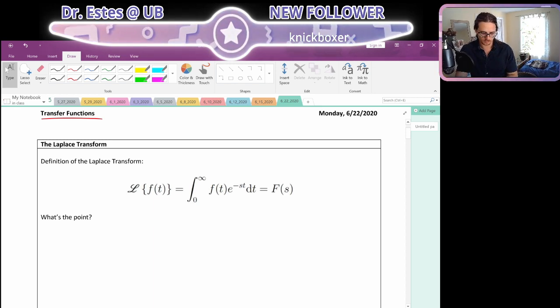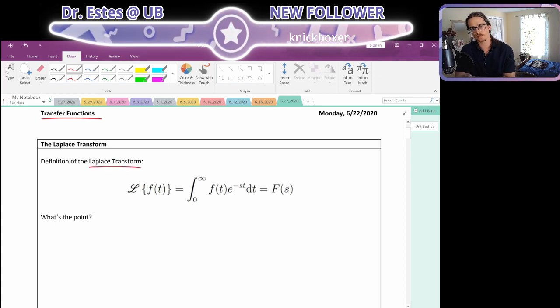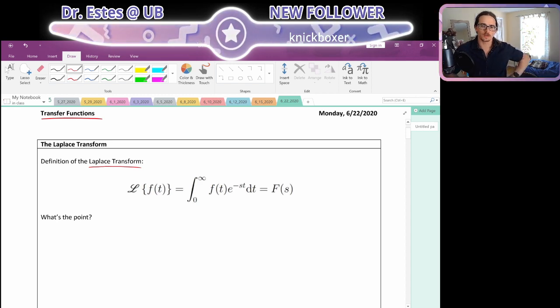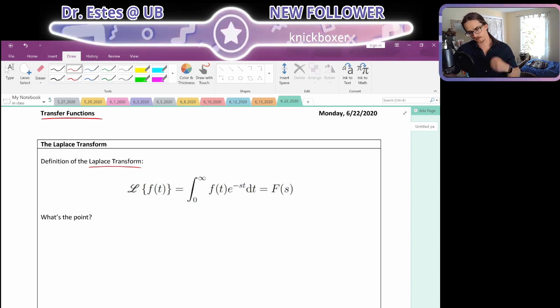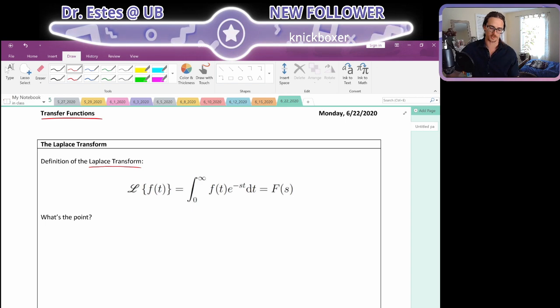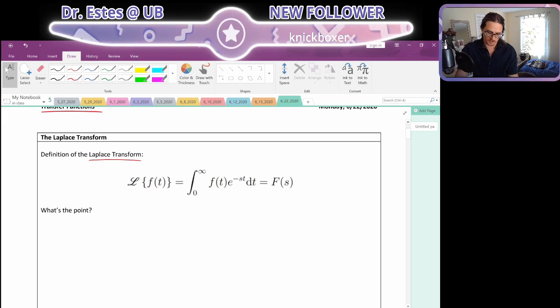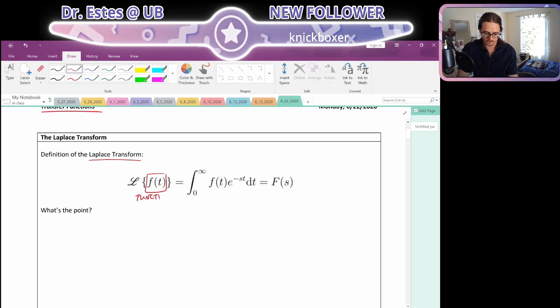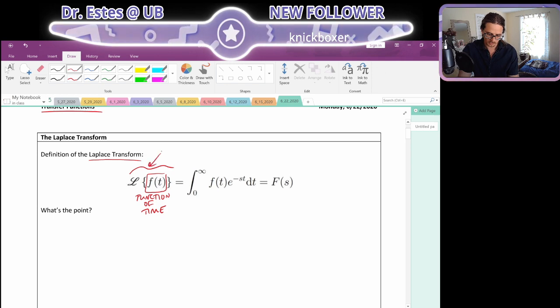Okay, so a transfer function starts with a Laplace transform, which, if you've taken, and I think you all have, a differential equations course at some point. I think traditionally Laplace transforms are introduced there, but they're a little confusing. So here you have a function of time and then this L operator with a bracket. This is the Laplace transform.